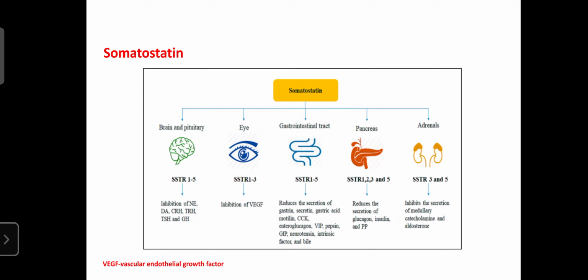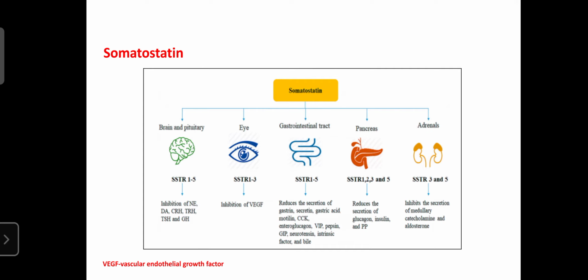So next one is somatostatin. It is also considered the anti-growth hormone. Somatostatin is mainly released from the delta cells of the islets of Langerhans. It mainly inhibits growth hormone release from the pituitary gland, as well as the release of glucagon and insulin, and it shows various physiological effects.